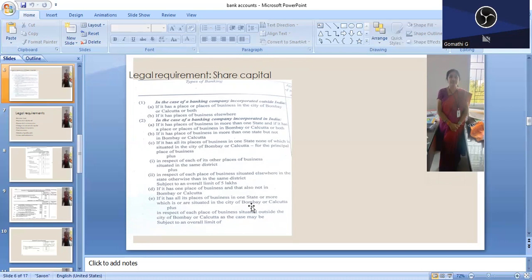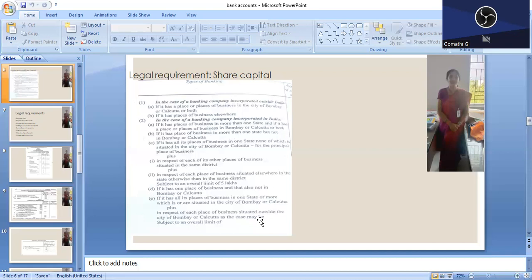For the principal place of business, plus in respect of each of its other places of business situated in the same district, plus in respect of each place of business situated elsewhere in the state, otherwise than in the same district, subject to an overall limit of 5 lakhs. If it has one place of business and it is not in Bombay or Calcutta, or if it has places of business in one state or more, one of which is situated in the city of Bombay or Calcutta, in respect of each place of business situated outside the city of Bombay or Calcutta, it may be subjected to an overall limit. There, the sum of the aggregated value of paid-up capital and reserves is 20 lakhs, 15 lakhs, 10 lakhs, 5 lakhs, 10 lakhs, 10,000, 25,000, 50,000, 5 lakhs, 25,000 and 10 lakhs.